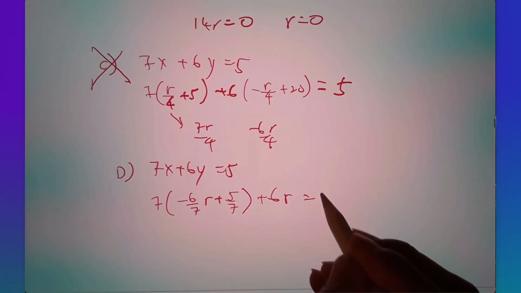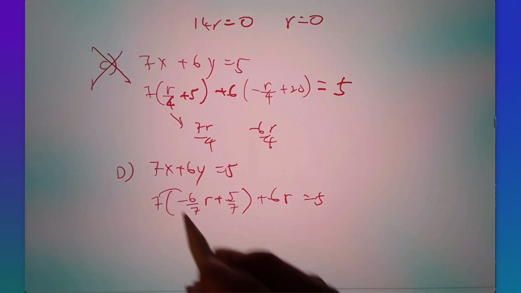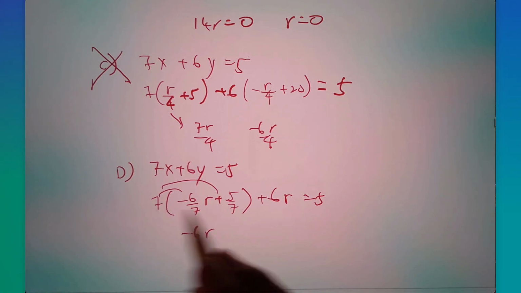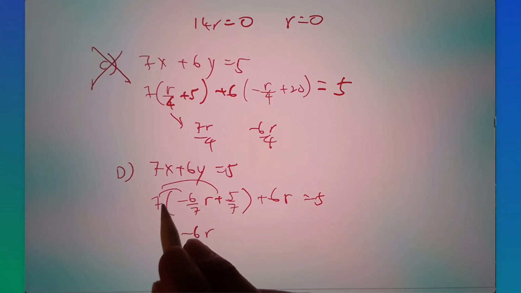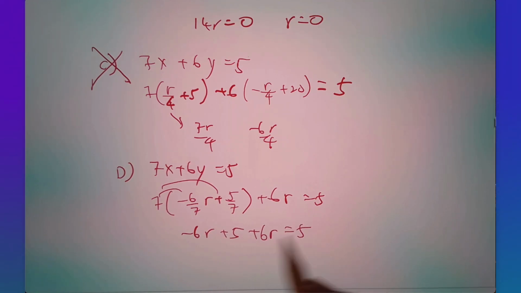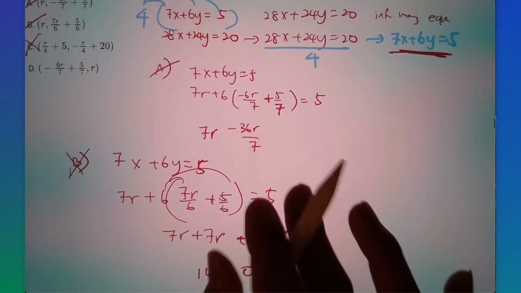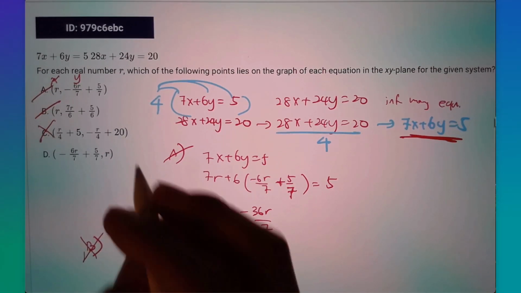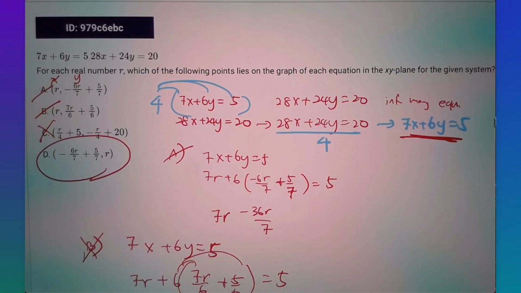Okay, equals 5. So let's distribute this. We're gonna get the 7's cancel, negative 6r, 7's cancel again. When you distribute the 7 with the 5 over 7, you're gonna get 5 here, plus 6r equals 5, and look at that, the 6r cancel, and we say 5 equals 5. So any r you plug in will satisfy these top two equations. Therefore, D is the correct answer.